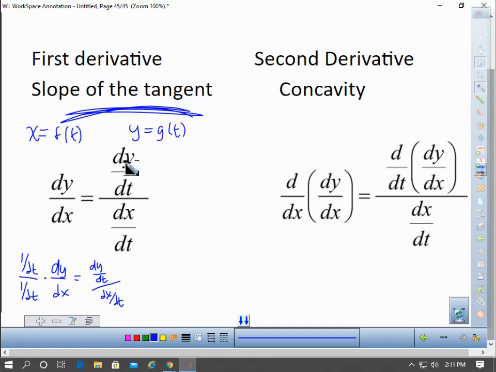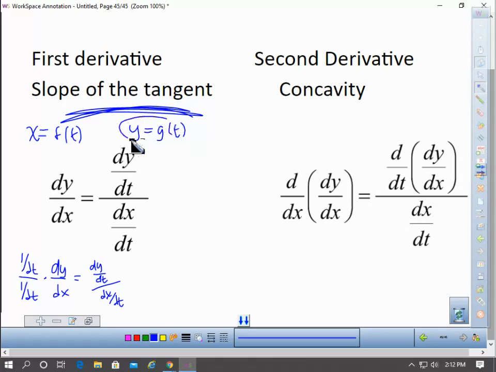So what we do is we take the derivative of the y function first, and this is the mistake that is most often made when students are learning this. You take the derivative of the y function in terms of t, so take the derivative of this function and divide it by the derivative of the x function in terms of t.